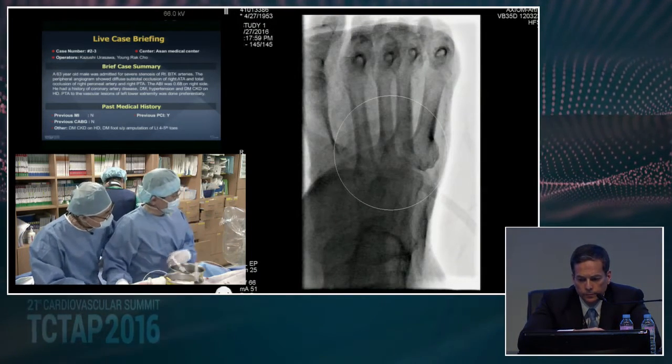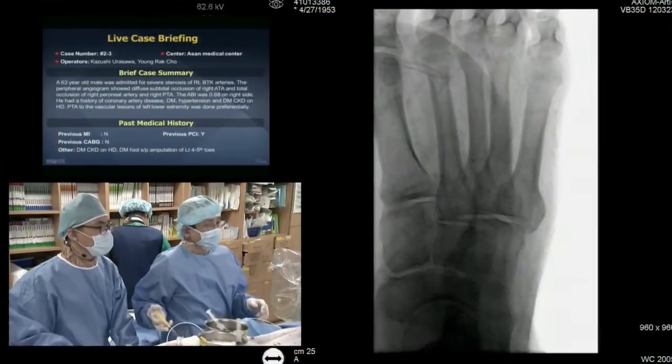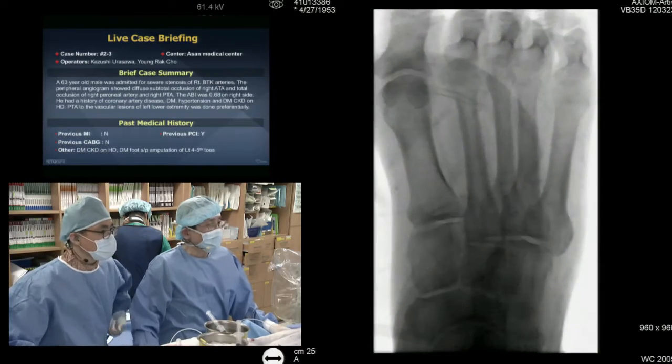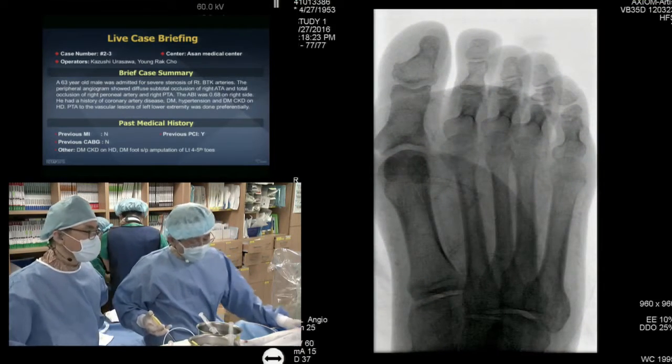Okay. Yeah, cranial. Okay. There you go. Pose 2. I want to see the toe. DSA, please. Okay. Don't move, please.